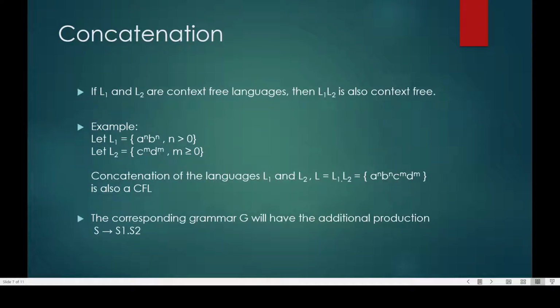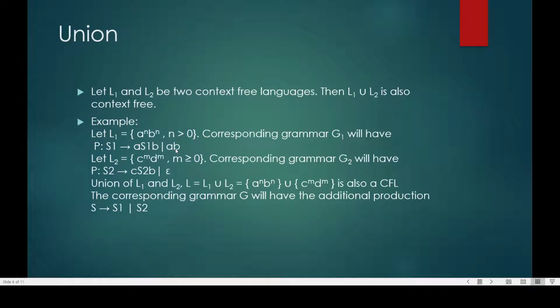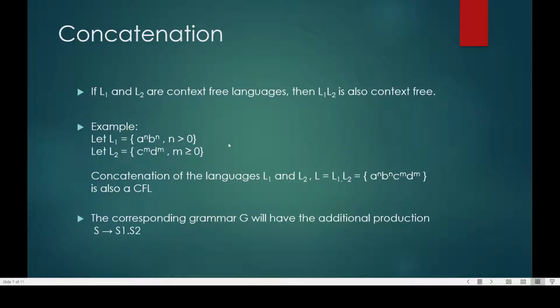Now let's take a look at concatenation. If L1 and L2 are context-free languages, then L1 L2, their concatenation, would also be context-free. Here is an example. L1 is A^n B^n, n greater than 0. L2 is C^m D^m, m greater than or equal to 0. These two languages are the same as in the previous example. Here we can see A^n B^n, C^m D^m, m greater than or equal to 0, n greater than 0, and their corresponding grammars are this. I have not written the grammar here.